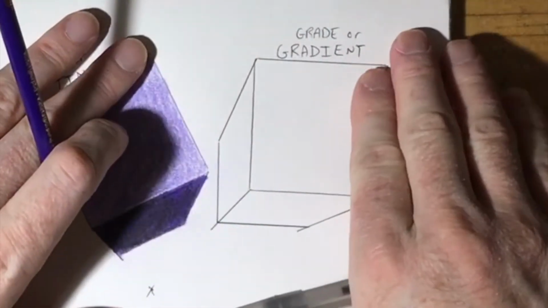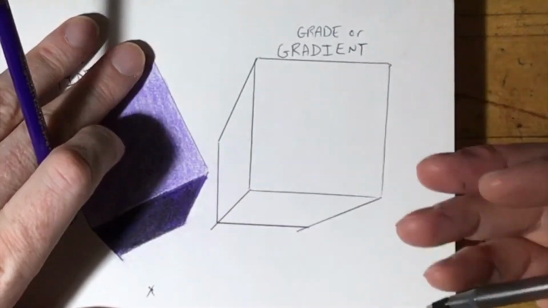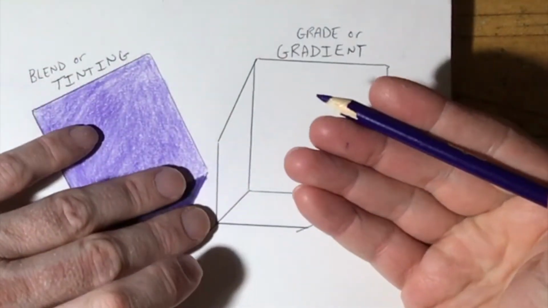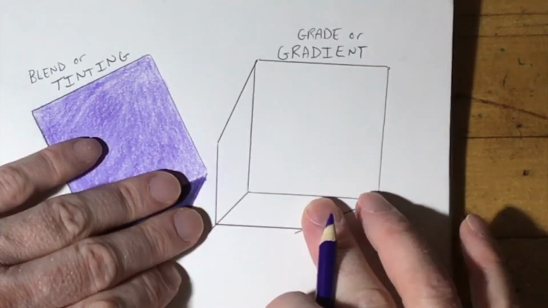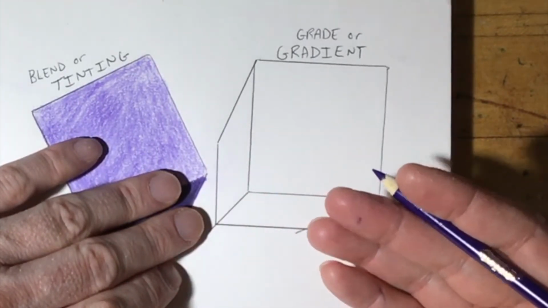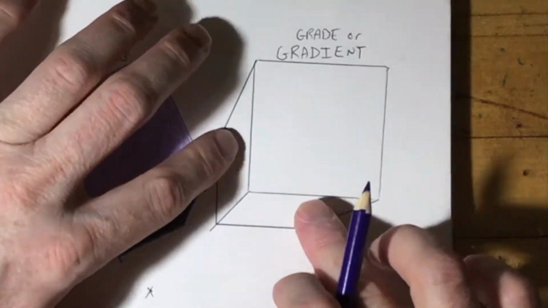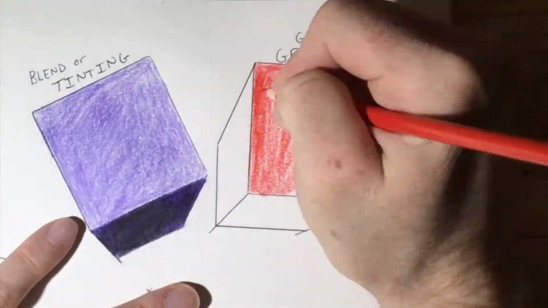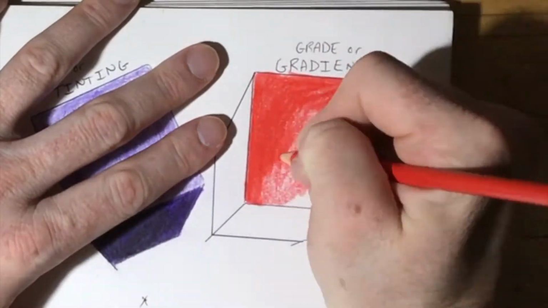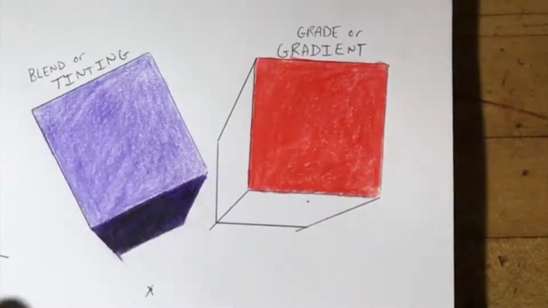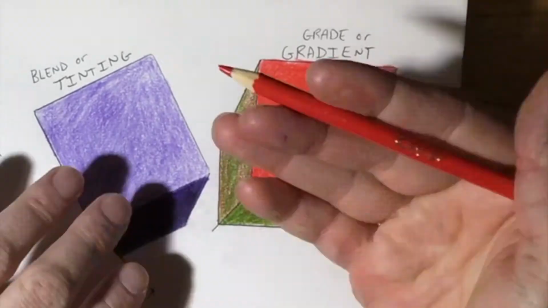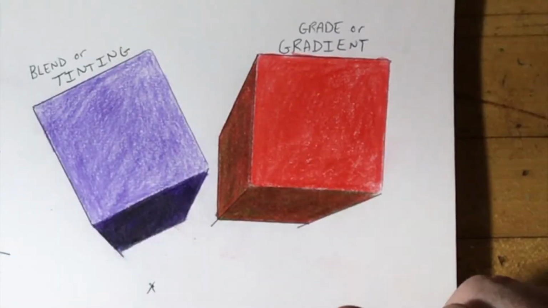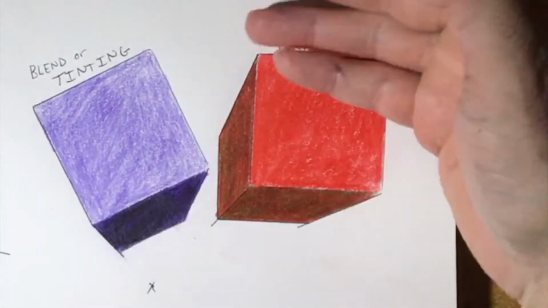Next, we're going to do the grade or gradient. You've already done this. This was on our last lesson. I'm going to take my color. I'm going to saturate in this cube. I'm going to grade the sides. Then I'm going to look for my complementary color to make 2 darker values. And there we have it, grade or gradient value.